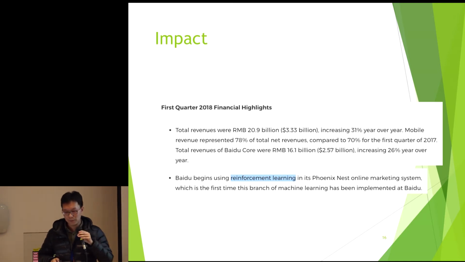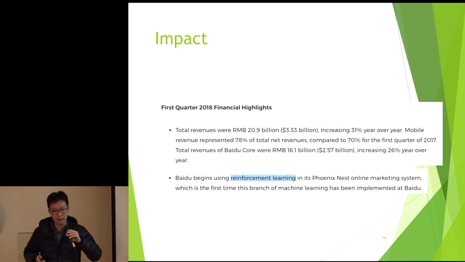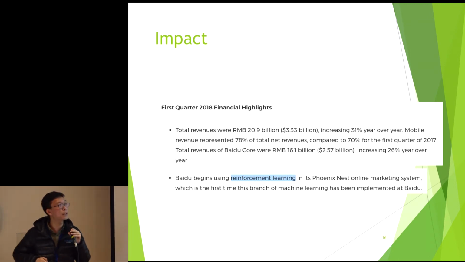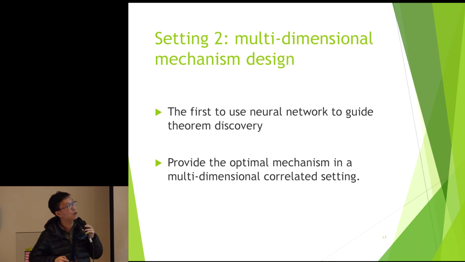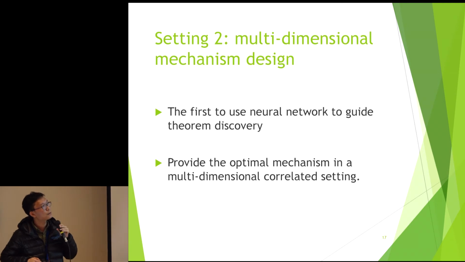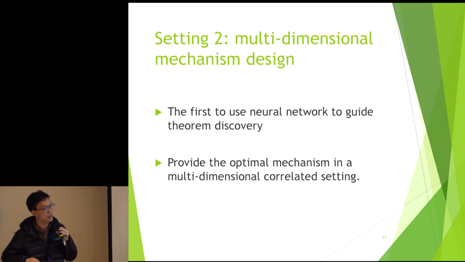Okay, so this work is about how AI techniques can help us solve mechanism design application problems. For the second setting, I'm going to talk about how we use neural networks to solve some theoretical problems. We focus on multi-item auctions. We use neural networks to guide us to find some theoretical results. For example, with the guidance of the neural network, we can provide the optimal mechanism in a multidimensional correlated setting.